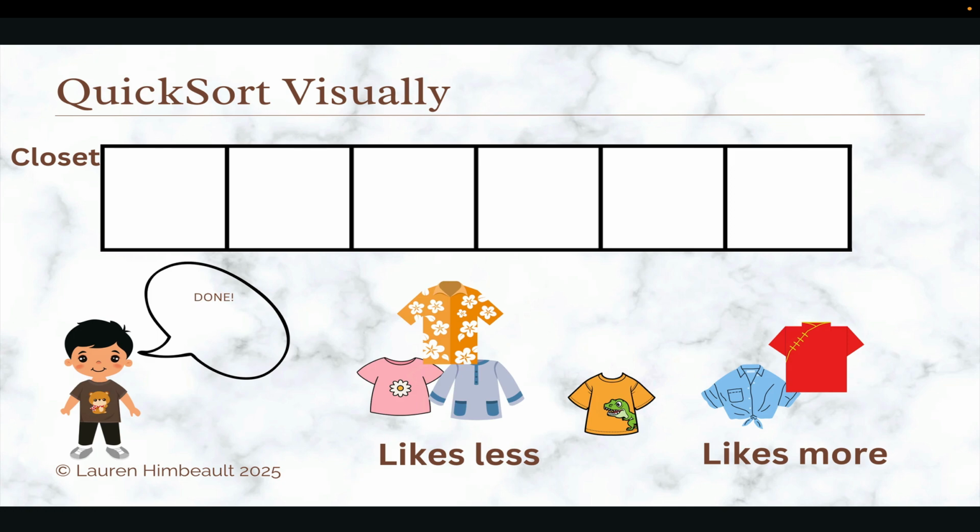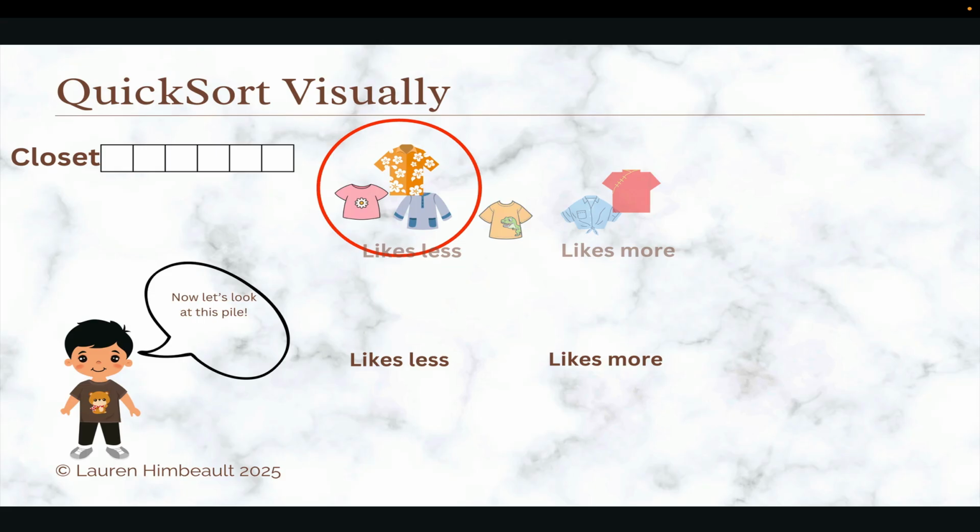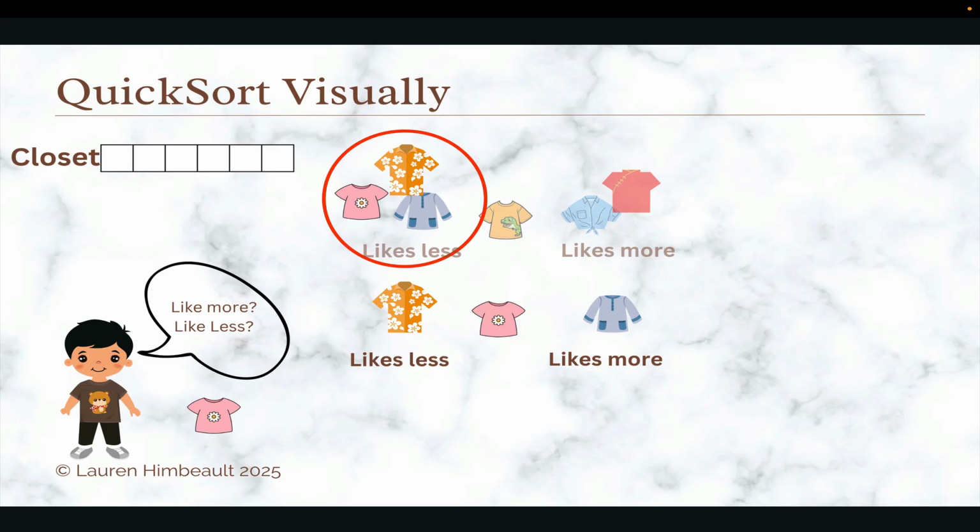Then we go on to steps 3 and 4, which was going into each of these piles and repeating steps 1 and 2. So let's go into that likes less pile next. And let's look at this exact same problem space. Let's go ahead and grab an anchoring shirt. This time we'll grab the pink flower shirt. That becomes our anchor. And then we can look at the other shirts in this pile and ask ourselves, do we like it more or less than our anchoring shirt? Once we've made those decisions, we've now separated it into further piles.